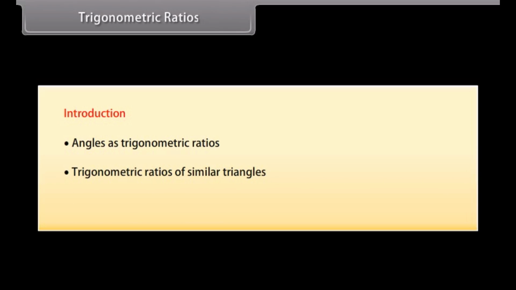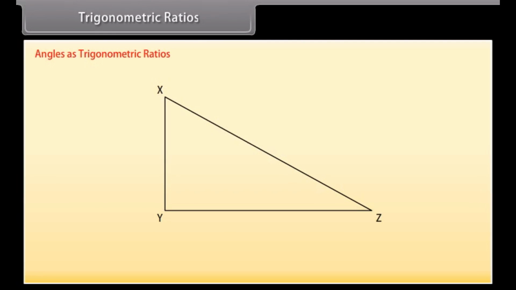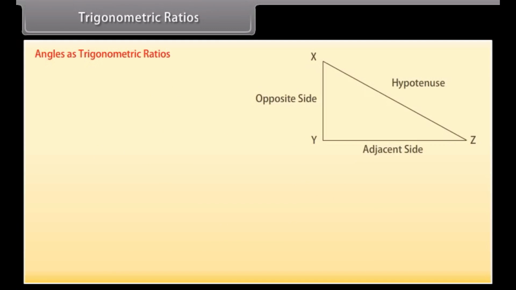Trigonometric ratios. Let us begin our introduction to trigonometry with trigonometric ratios. We will express the angles as trigonometric ratios, compare trigonometric ratios of similar triangles, and solve examples. Angles as trigonometric ratios. Look at triangle XYZ, right-angled at Y. Angles X and Z are both acute. XY is the side opposite to angle Z. YZ is the side adjacent to angle Z. XZ is the hypotenuse.